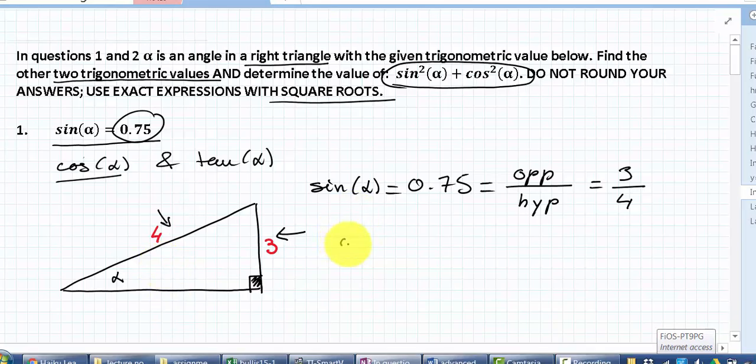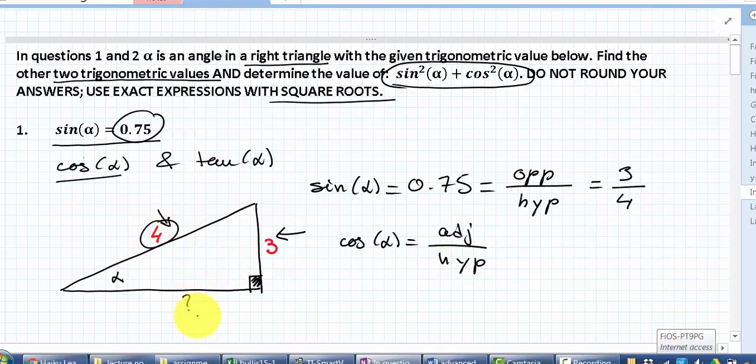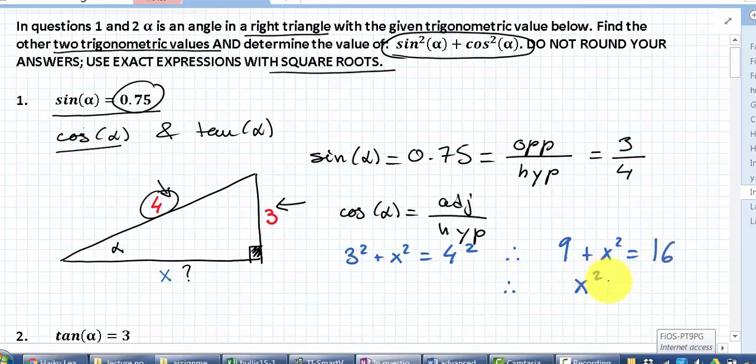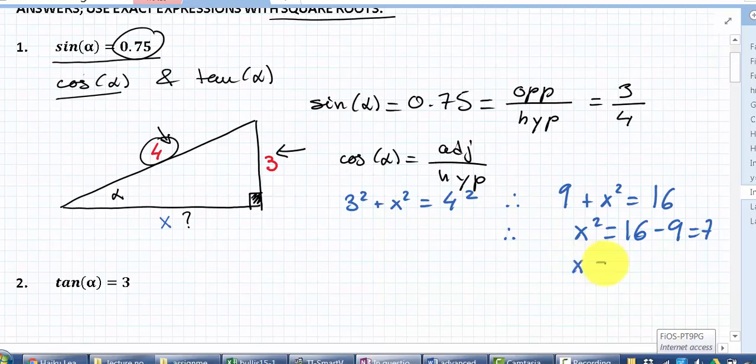How do you find the cosine of the angle? The cosine of alpha is equal to the adjacent over the hypotenuse. You know the hypotenuse, it's 4, but you don't know the adjacent. Let's call it x. We need to use the Pythagorean theorem to find x. So 3 squared plus x squared is equal to 4 squared. That means 9 plus x squared equals 16, so x squared equals 16 minus 9, that's 7. Finally, x equals plus or minus square root of 7.